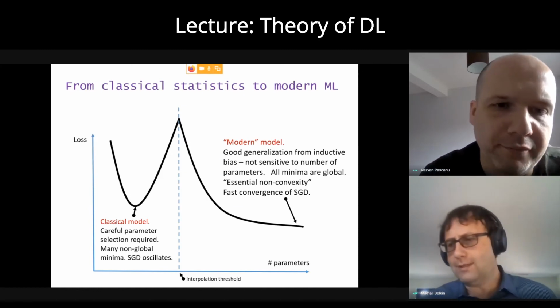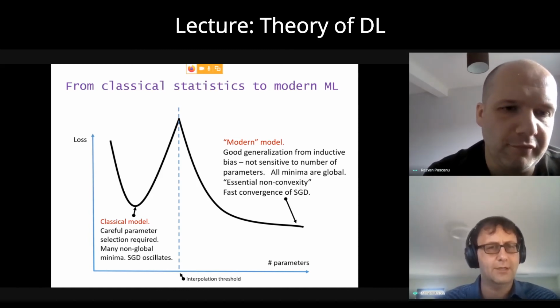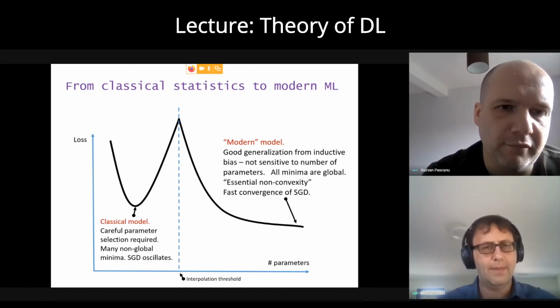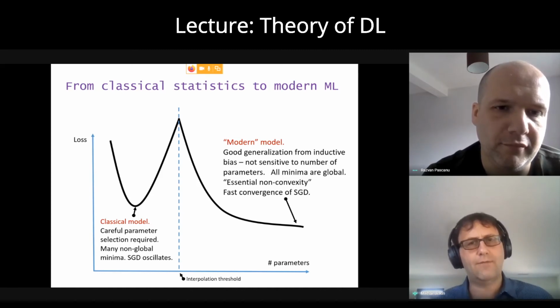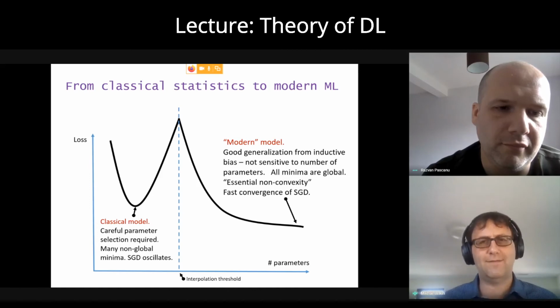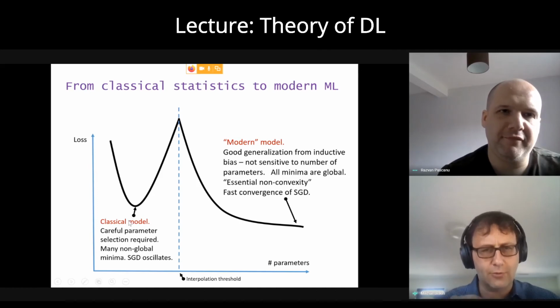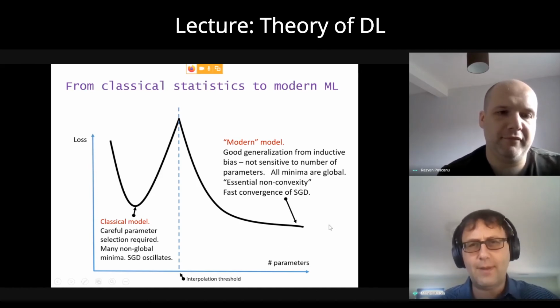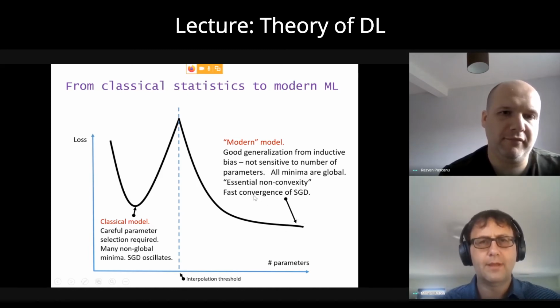Okay, so now let me do the final summary. On the left, we have this classical model. In the classical model, careful parameter selection is required. Many non-global minima, SGD oscillates. On the right, we have this modern world. We have good generalization from inductive biases, and it's not sensitive to the number of parameters, so you don't have to choose this model carefully, like in the classical regimes. You go a little bit to the right or a little bit to the left, and you get much worse performance. You have to be careful. Here, it doesn't really matter. A little bit to the right, a little bit to the left doesn't make a huge difference. All minima are global, and you have this type of essential non-convexity and fast convergence of stochastic gradient descent.